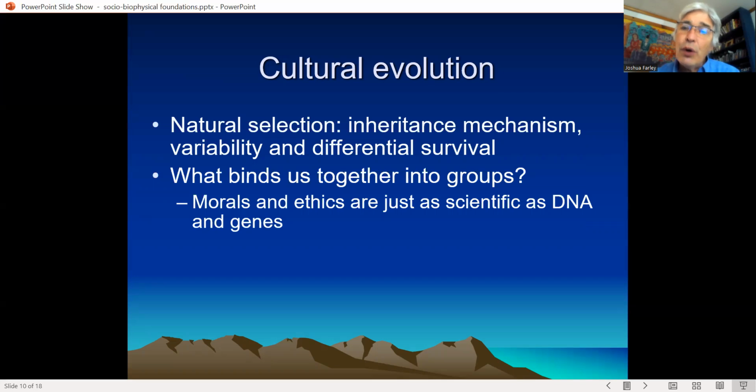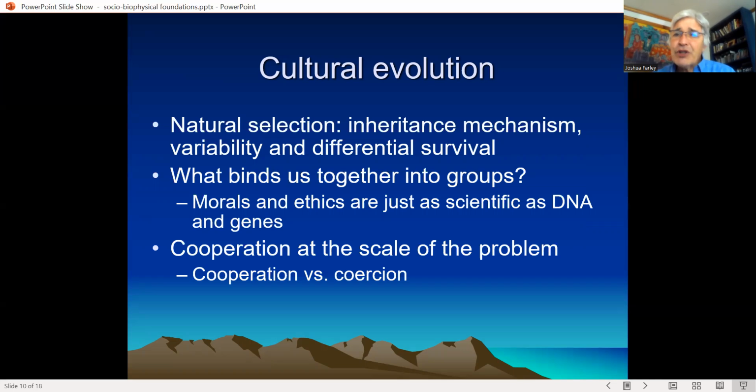What this also means, though, is that because morals and ethics are key elements of the inheritance mechanism, they are just as scientific as DNA and genes. And as ecological economists, what we are trying to do is develop the moral and ethical values and the accompanying institutions that will allow human society to thrive for the indefinite future on a planet where we don't wipe out the other species. And part of cooperation requires treating people more or less equally. But I want to explore this a little bit more in depth.